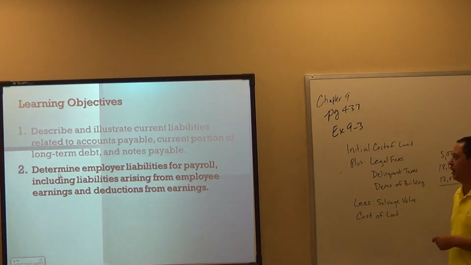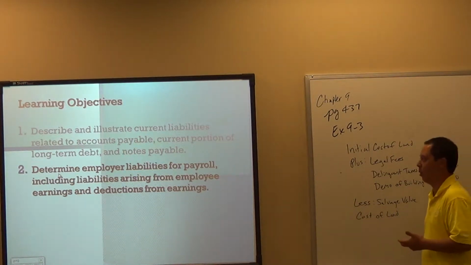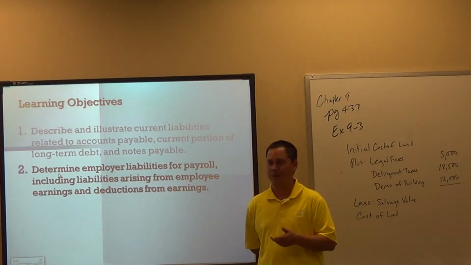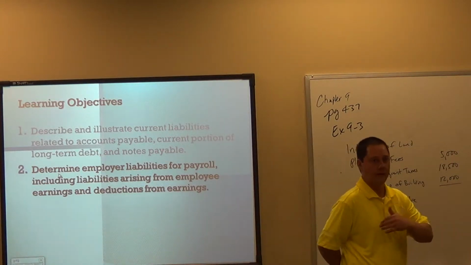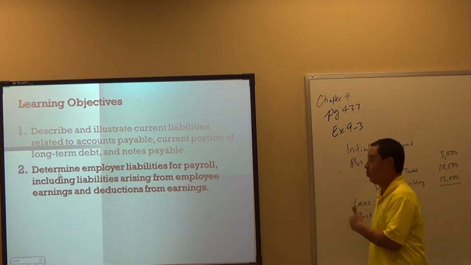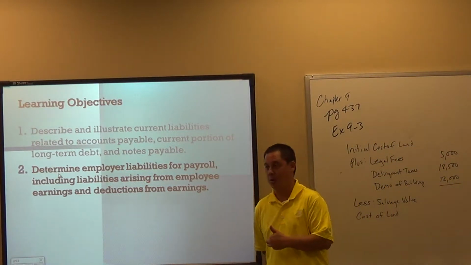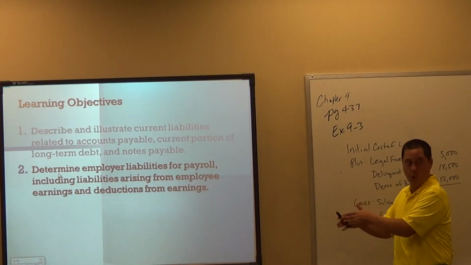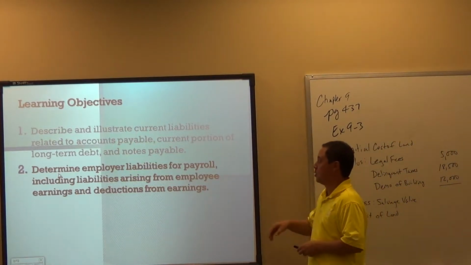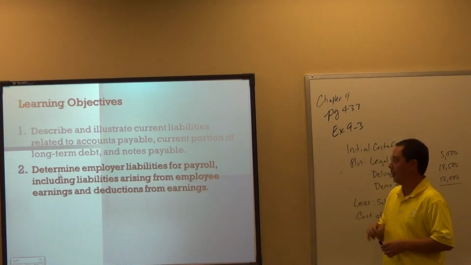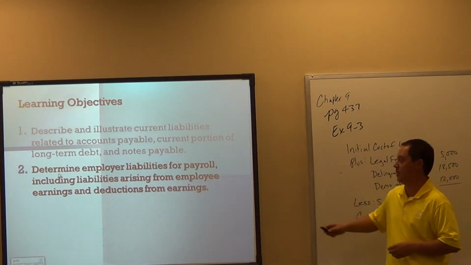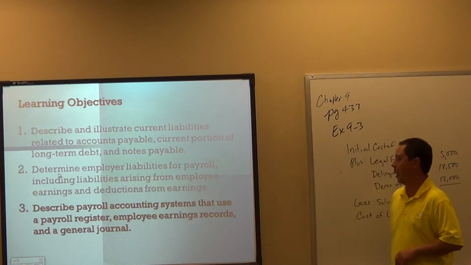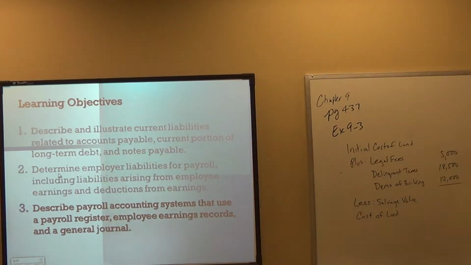And then we're going to determine employer liabilities for payroll, because you aren't the only one who pays taxes on payroll. They don't show everything, some of them don't show everything, but the employer pays quite a bit of taxes also as a part of it too. So not just yours, as they hold, but they also pay a portion too. So determine employer liabilities for payroll, include liabilities arising from employee earnings and deductions from earnings. And then describe the payroll accounting system and use a payroll register and those type of things.